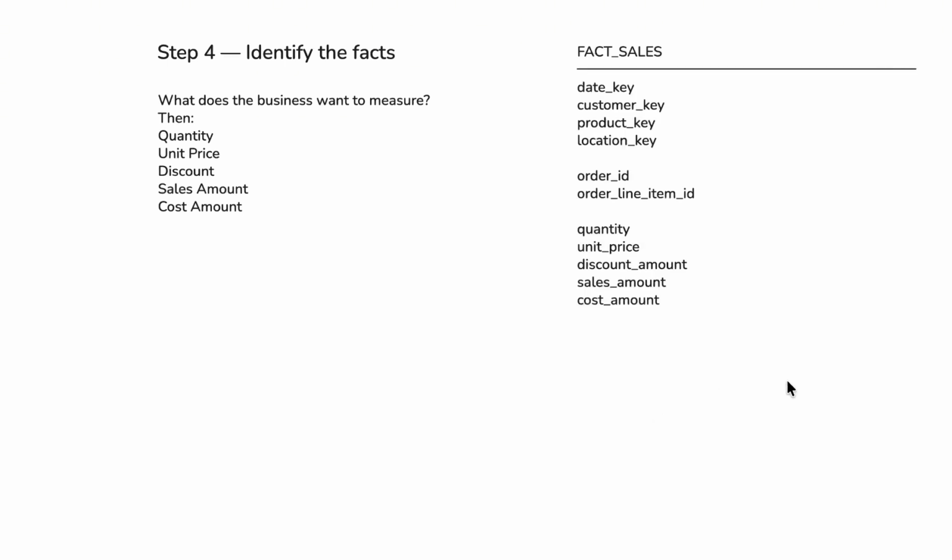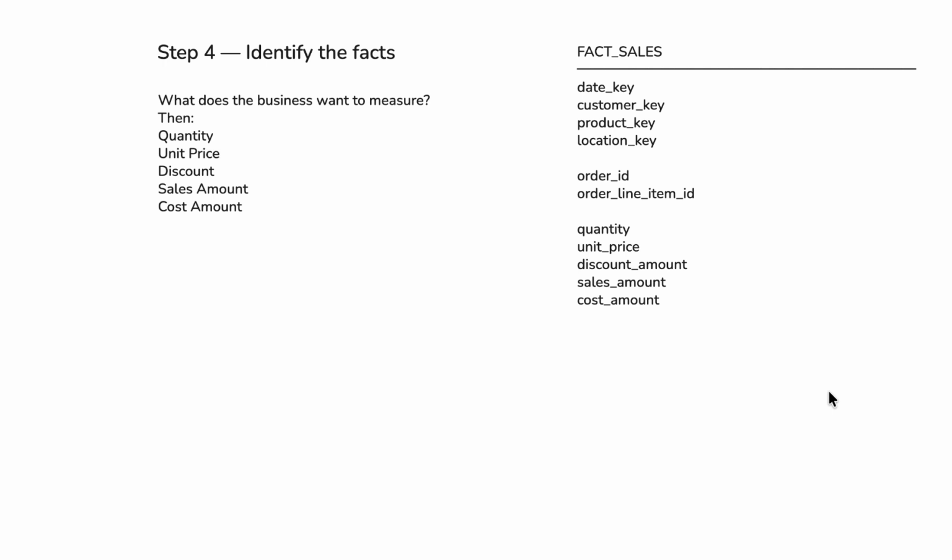Now we get to step 4, which is to identify the fact. In Kimball dimensional modeling, facts are the measurements produced by the business process. An easier way to remember it is, facts are the things the business wants to measure. For our sales process, we want to measure quantity sold, unit price, discount amount, sale amount, and cost amount. Now we can build the sales fact table called fact_sales.